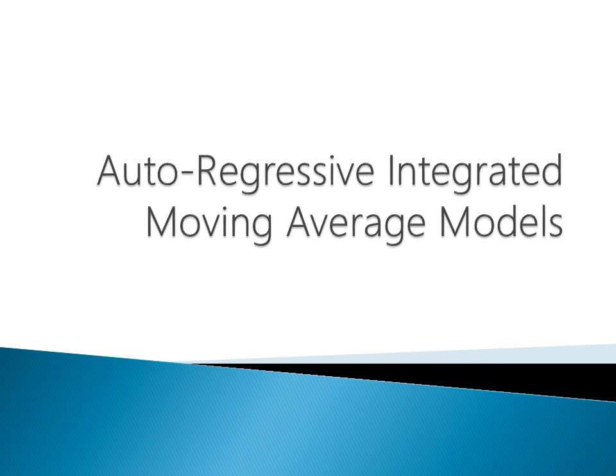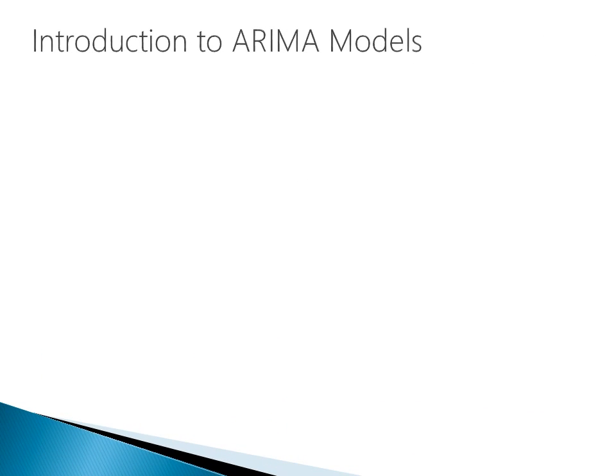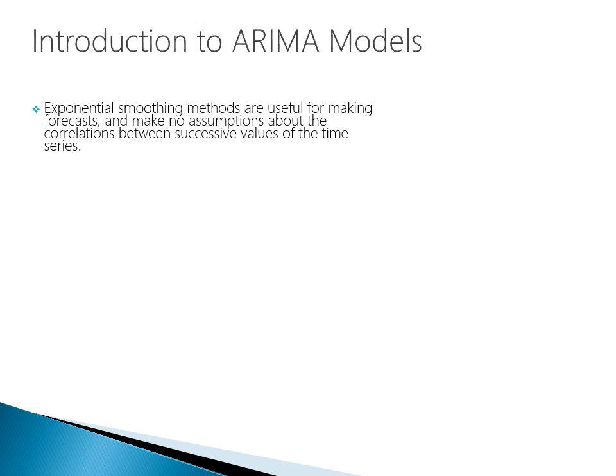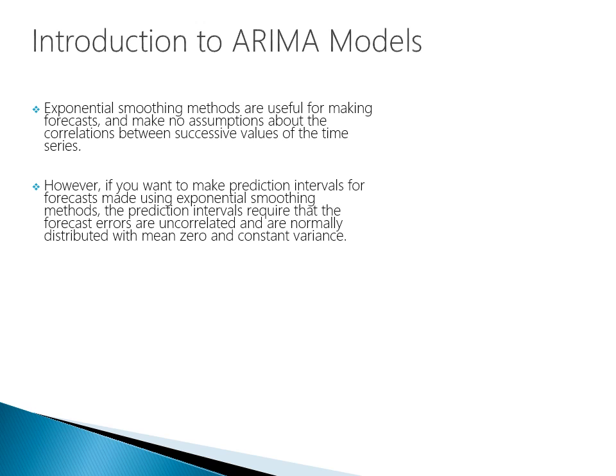Now we're going to switch gears, and we're going to talk about ARIMA models, or autoregressive integrated moving average models. Exponential smoothing methods, which are the methods that we've discussed earlier, are useful for making forecasts and make no assumptions about correlations between successive values of the time series. However, if we want to make prediction intervals for forecasts made using exponential smoothing methods, the prediction intervals require that the forecast errors are uncorrelated and are normally distributed with a mean of 0 and constant variance.